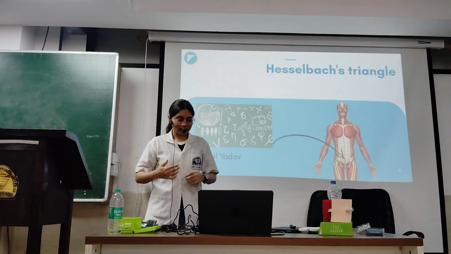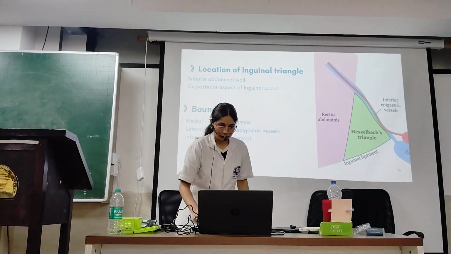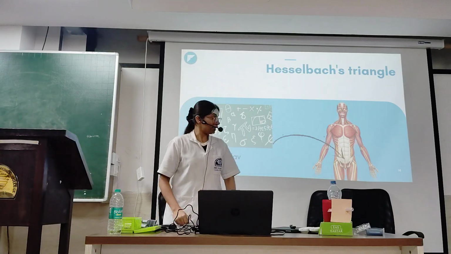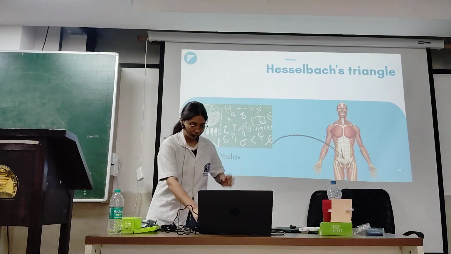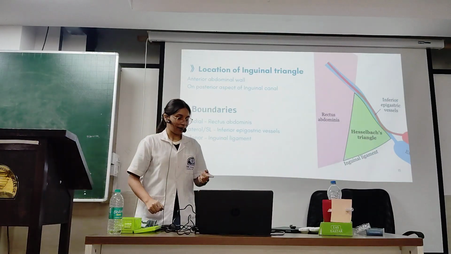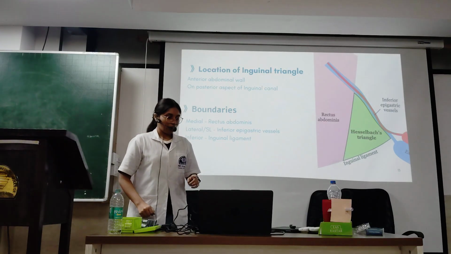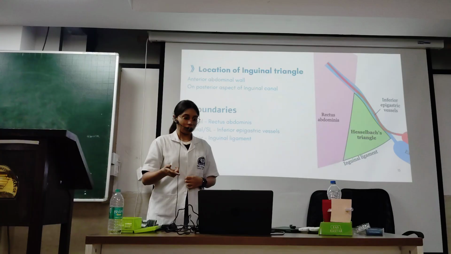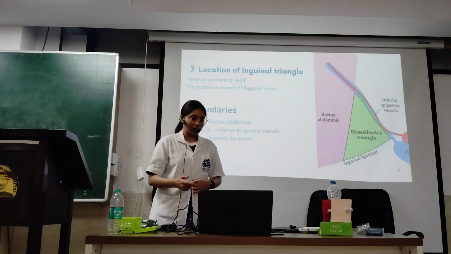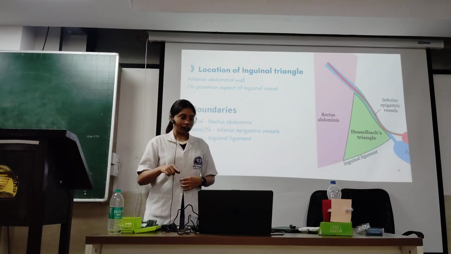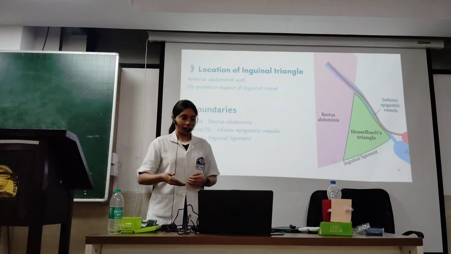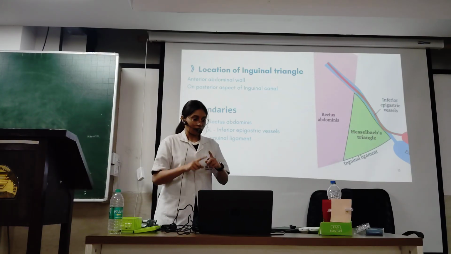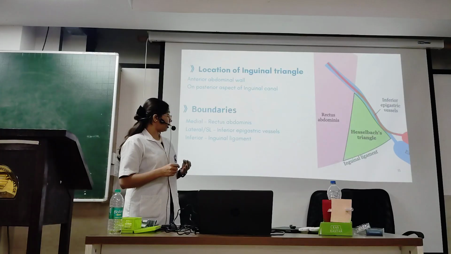Hello everyone, my name is Sneha and I'll be covering an important landmark in the abdominal region that has immense surgical importance. So this is the inguinal triangle or Hesselbach's triangle. It is present deep to the posterior wall of the inguinal canal, and it can be seen internally in the lower anterior abdominal wall. It is limited by three boundaries.